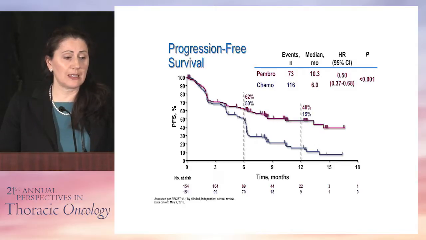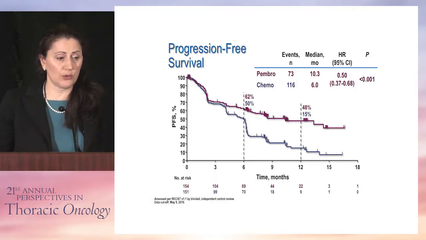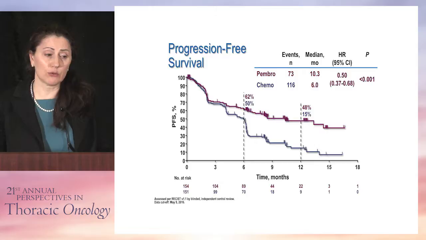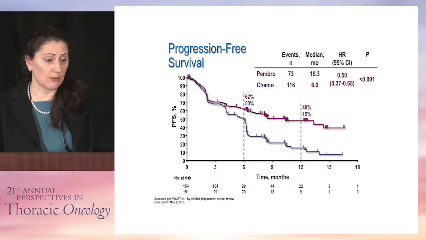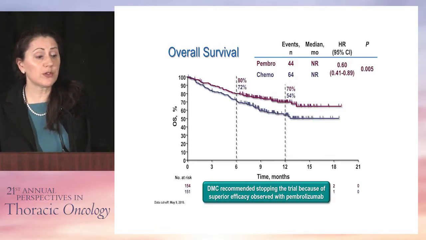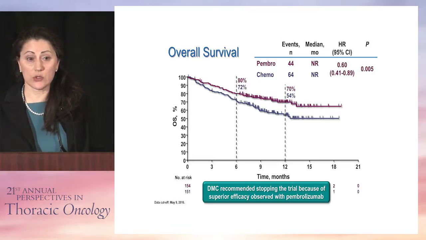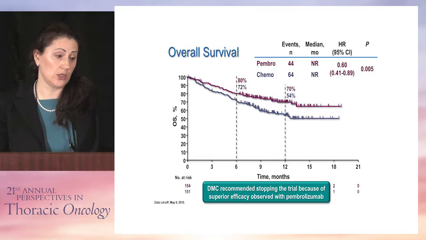Progression-free survival was clearly superior for pembrolizumab in this highly selected group, with a hazard ratio of 0.5. And the benefit actually increases over time. At 6 months, there is a difference of 62% over 50% for chemotherapy, and this is magnified to 48% versus 15% at 12 months. Overall survival, again, the median is not reported here, it is too early, but the hazard ratio is 0.6, so this study won on both fronts.